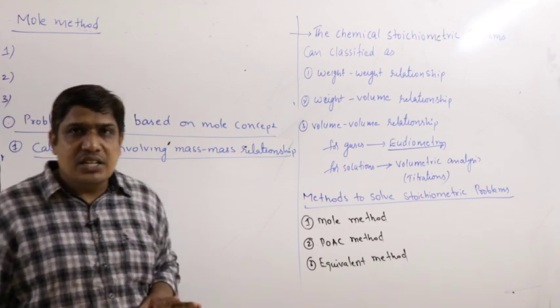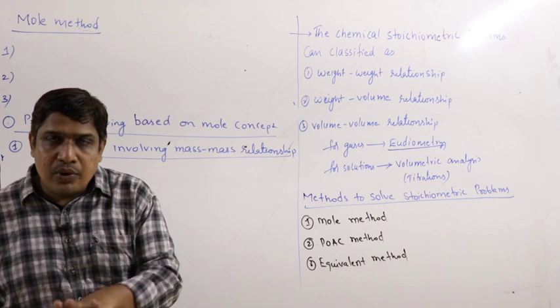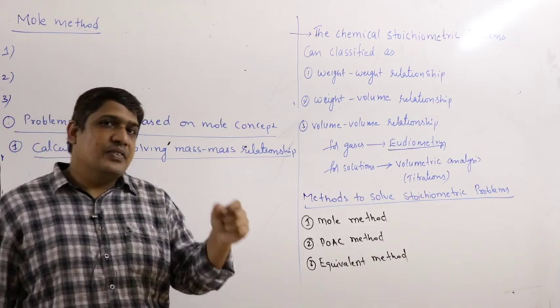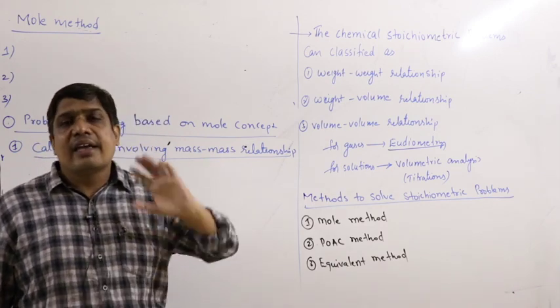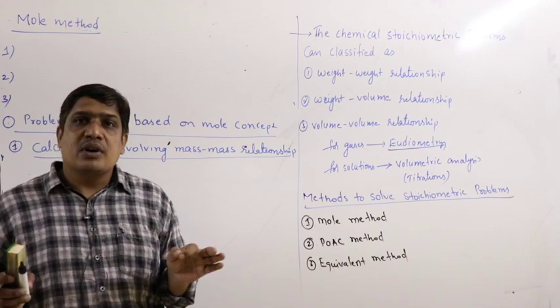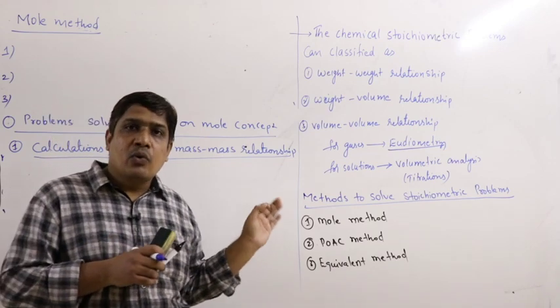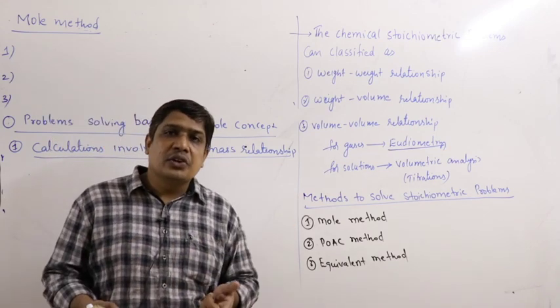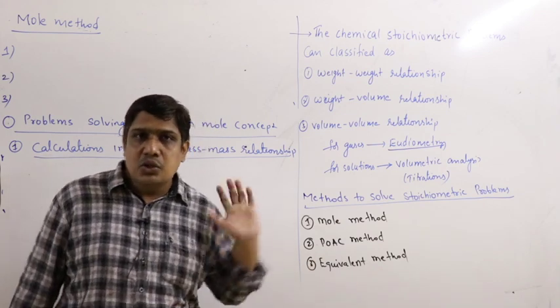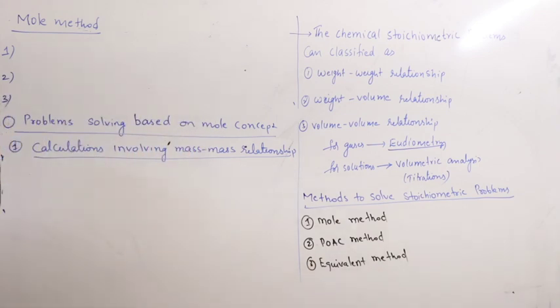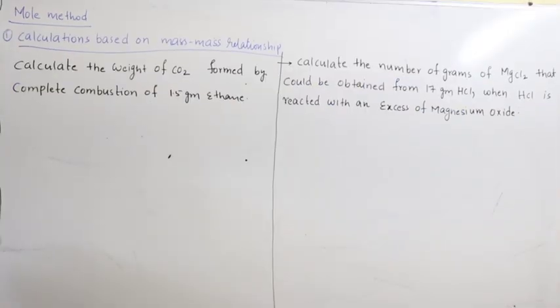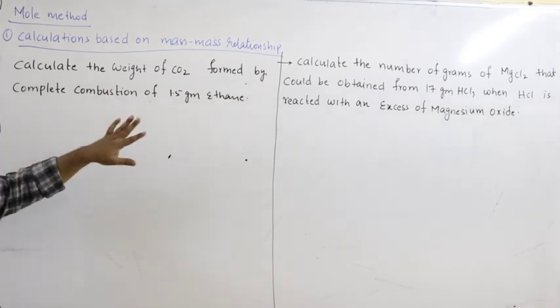So once you get the mass relation, identify the component whose mass is given and the component whose mass is to be calculated. Using the mass-mass relation from the mole ratio, using the unitary method you can solve it. I will show a few examples. Few problems. Calculate the weight of CO2 formed.